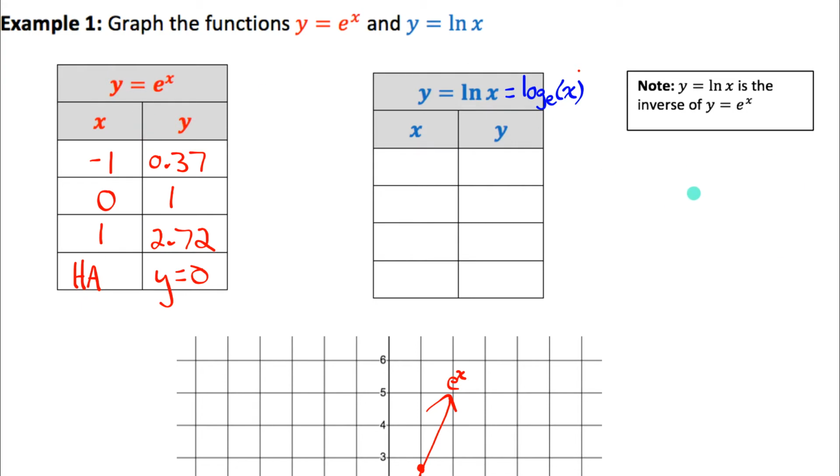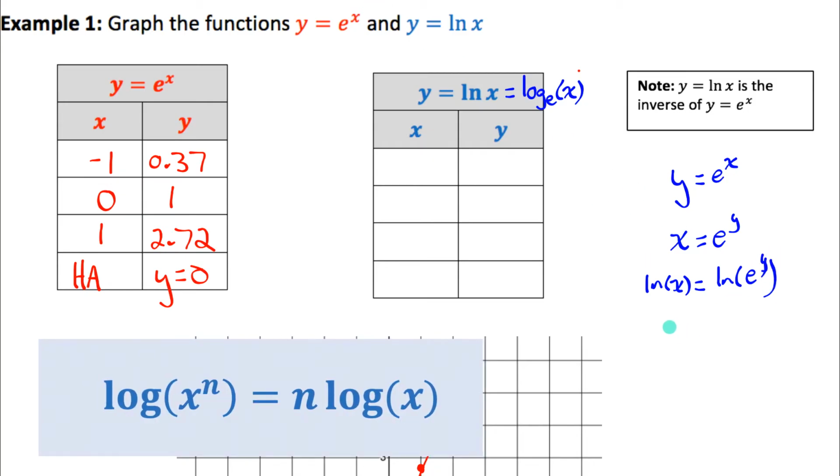Just in case you don't remember how, I'll do it algebraically off to the side quickly for you. So we have the function y equals e to the x. If I want the inverse of that, inverse functions have their x and y coordinates switched, so algebraically I can just switch x and y, and then rearrange this to isolate for y. I could do that by taking ln of both sides, and then use the power rule to rewrite the exponent of that argument as the coefficient of the log.